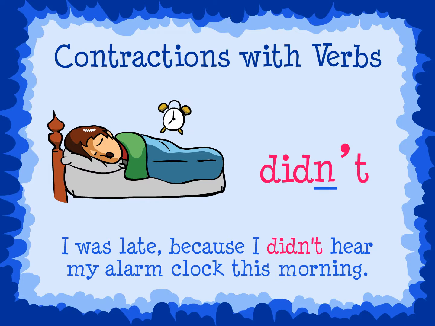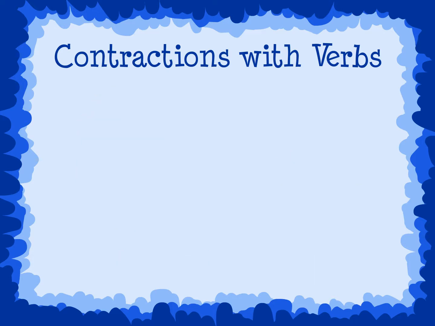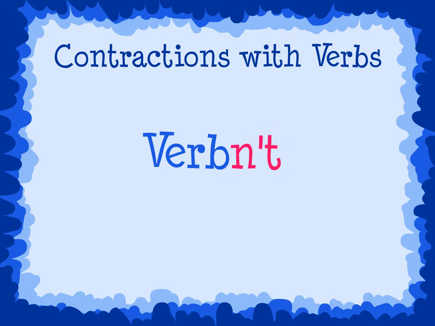Let's look at another example. This isn't my book. Isn't is a contraction made up by the words is, not. Again, the O is replaced and the letter N is before the apostrophe. You should have noticed that the contractions are the verb plus N apostrophe T. The verb does not change.